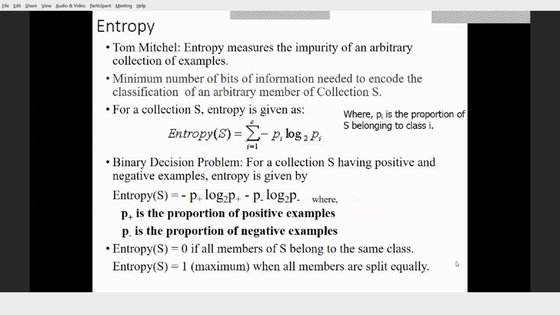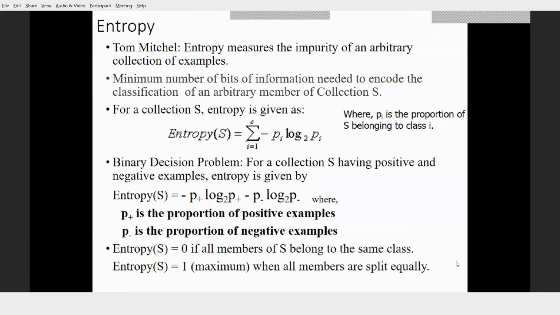Have you heard about entropy? Any of you have heard the word entropy? Yes, ma'am. What is that according to your understanding? It is basically a measure of randomness. Yes, and where have we used it in computer engineering?